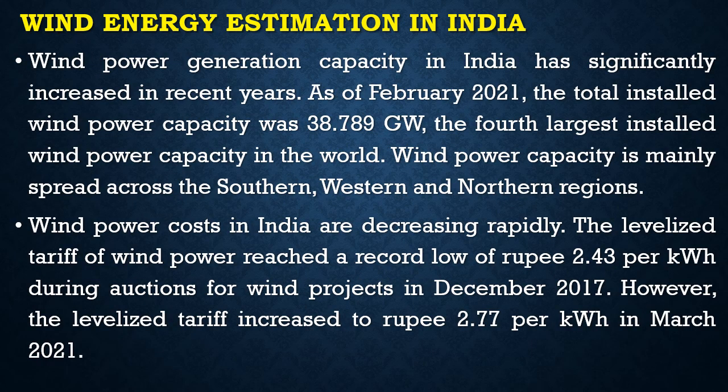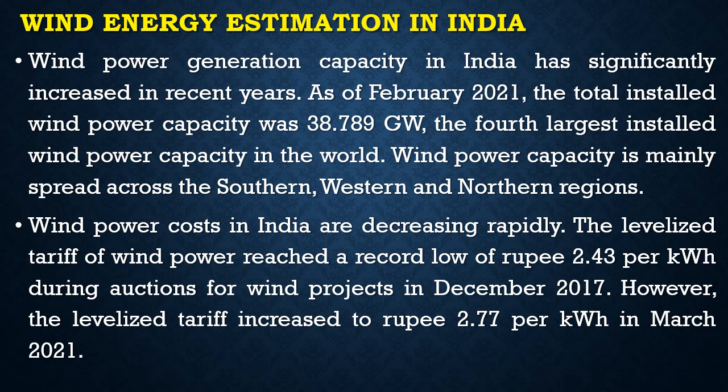So now we come to wind energy estimation in India. Wind power generation capacity in India has significantly increased in recent years. As of February 2021, the total installed wind power capacity was 38.789 gigawatt, the fourth largest installed wind power capacity in the world.